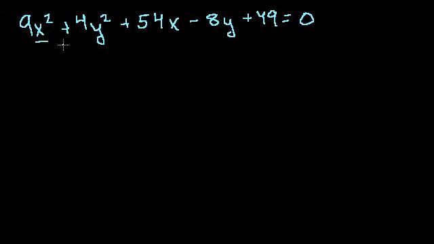If they both have the same number in front of them, that's a pretty good clue that we're going to be dealing with a circle. If they both have different numbers, but they're both positive, that's a pretty good clue we're probably going to be dealing with an ellipse. And if one of them has a negative number in front of it and the other one has a positive number, that tells you that we're probably going to be dealing with a hyperbola.